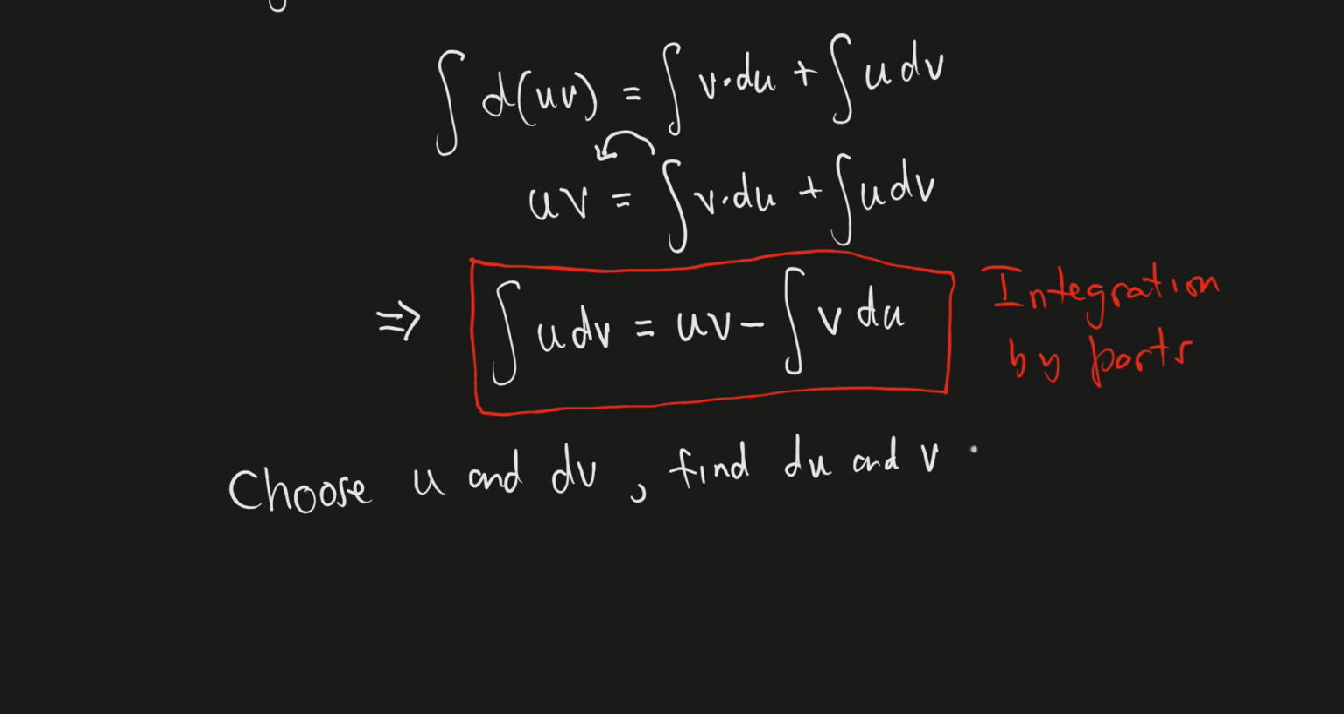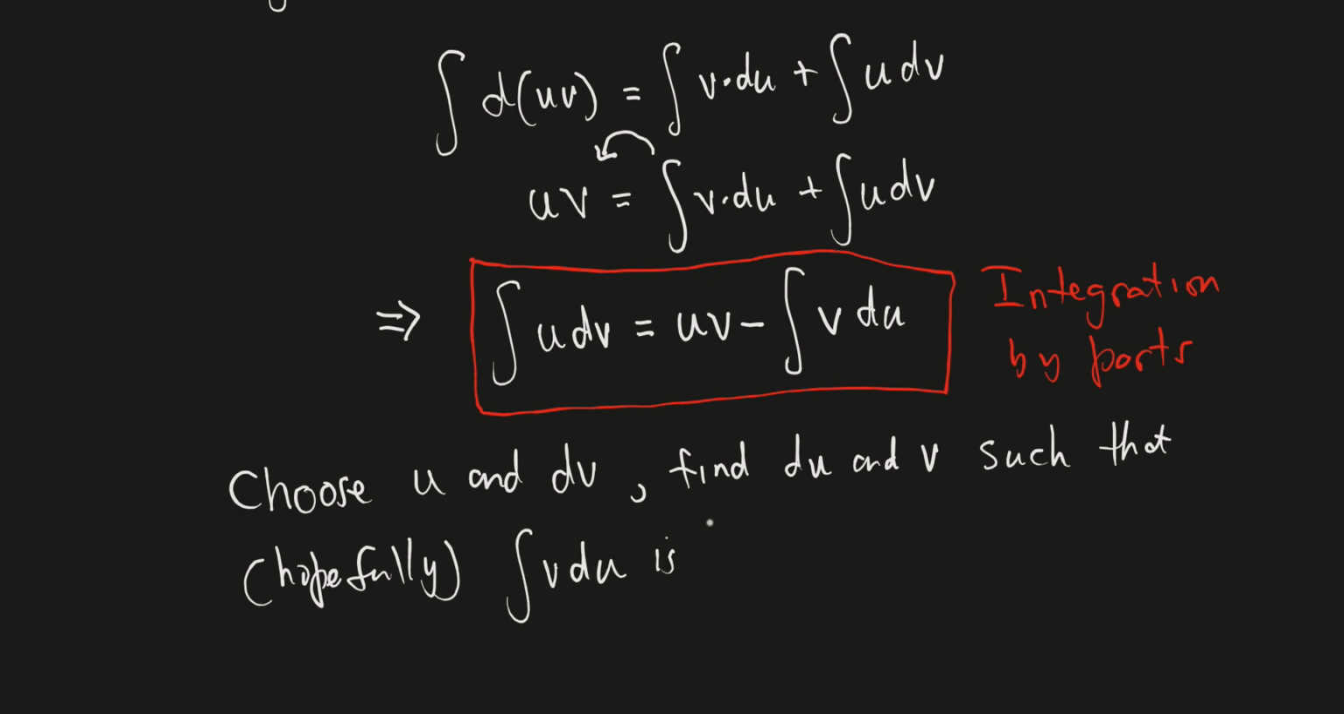But find u and dv such that, again, I'll put in parentheses, hopefully, this integral is, and I'll put in quotes, easier than the starting integral, u and dv, right? Because if that's the case, if in fact this one is easier, then this process is worth doing, right? If we end up just complicating it, then no, our hope has been dashed, right? So let's see how it works.